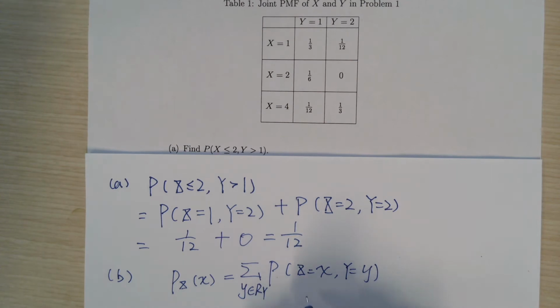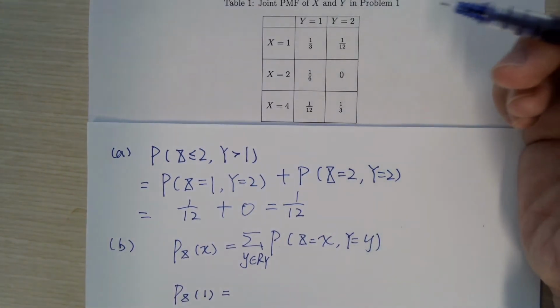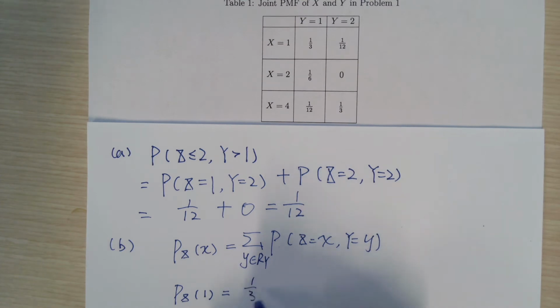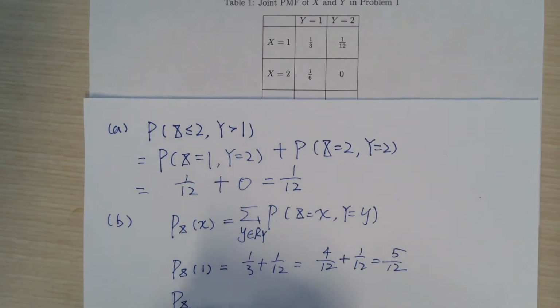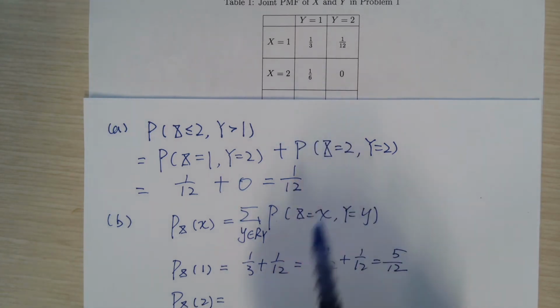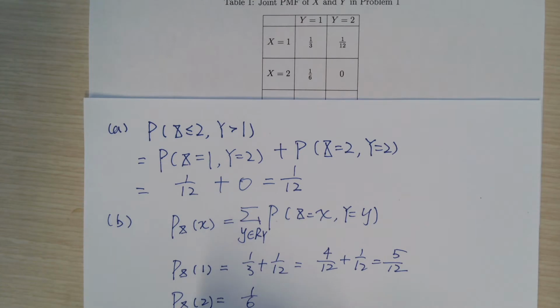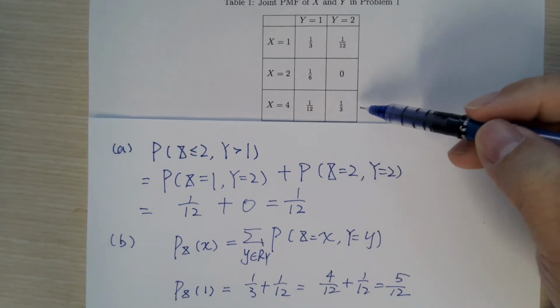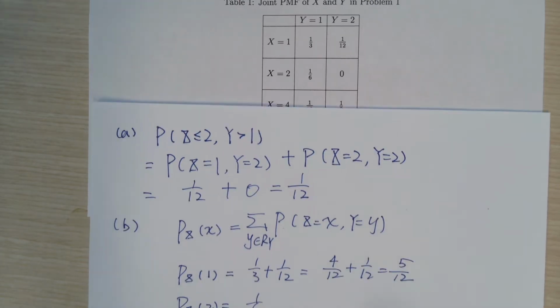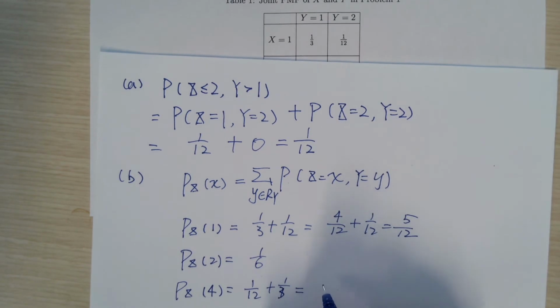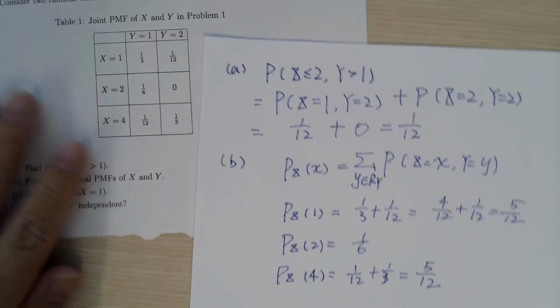So when x equals 1, we know that the probability is just the sum of those two, so it's a third plus 1 over 12. So it gives us 4 over 12 plus 1 over 12, so it's 5 over 12. The probability when x equals 2 is just 1 over 6. The probability when x equals 4 is 1 over 12 plus 1 over 3, so easily you can calculate it. It's also 5 over 12. Okay, so I think we can write it.